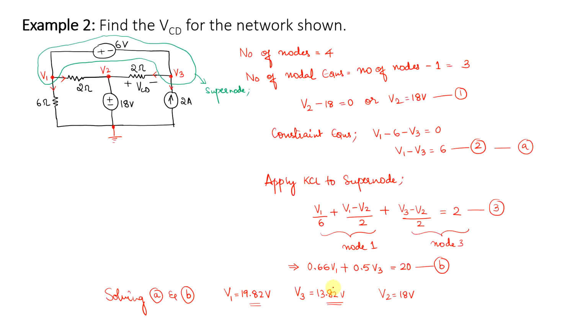But what is asked in the question is to find VCD, right? VCD is a voltage which is present between V2 and V3. So I can write the equation to determine VCD as V2 minus VCD minus V3 is equal to 0, or VCD is equal to V2 minus V3, which is 18 minus 13.82. The value of this is 4.18, right?